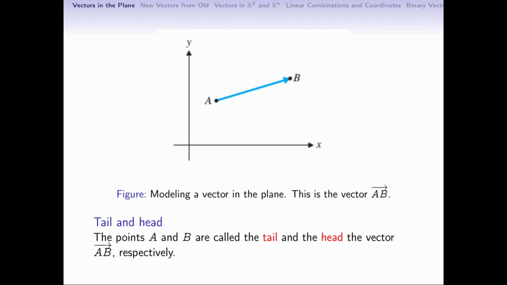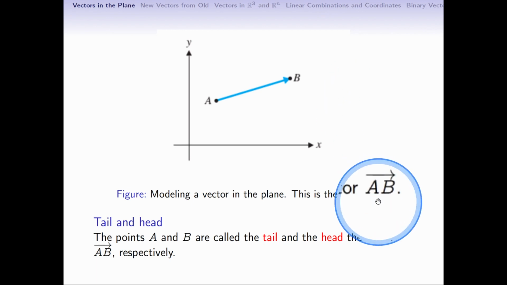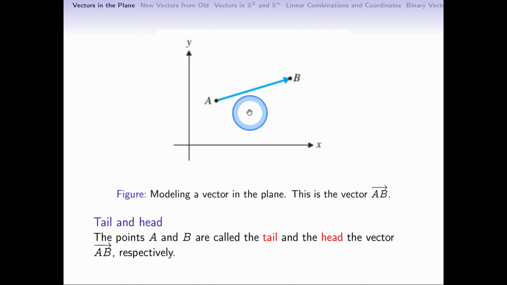So given 2 points in the plane, A and B, we can talk about the arrow from A to B, or the vector from A to B, or the directed segment from A to B. And the notation we're going to use is we'll write A first, B second to mean that the arrow is directed from A to B, or the vector is directed from A to B. And so we'll say A first, B second with the arrow over the top is referring to this vector, the one that starts at A and ends at B. And the points A and B are called the tail and the head of the vector AB respectively.